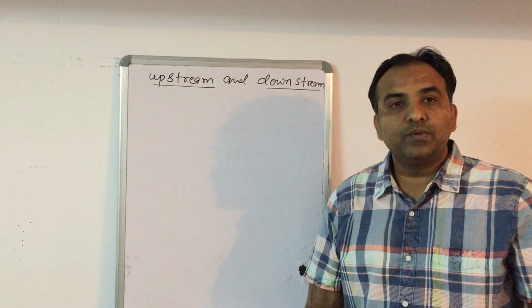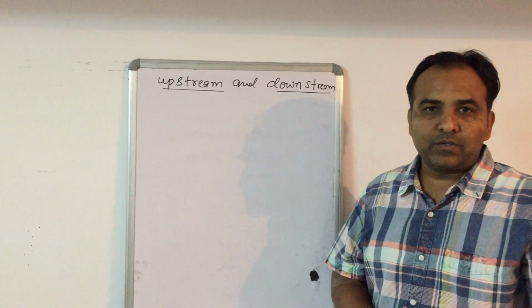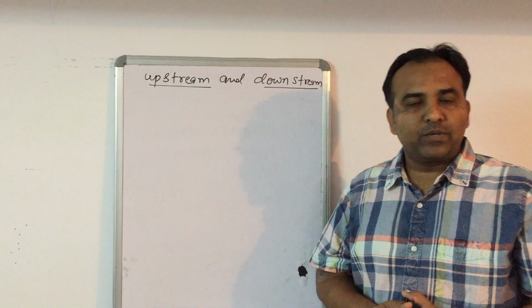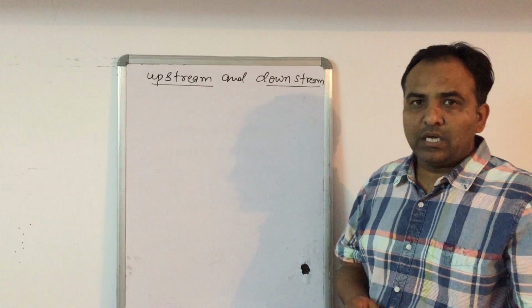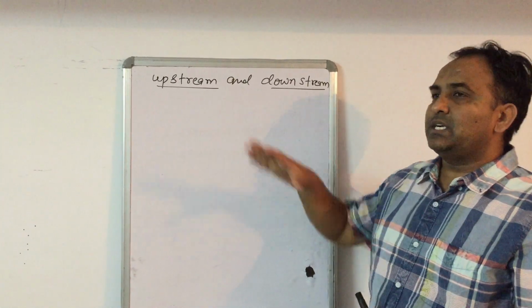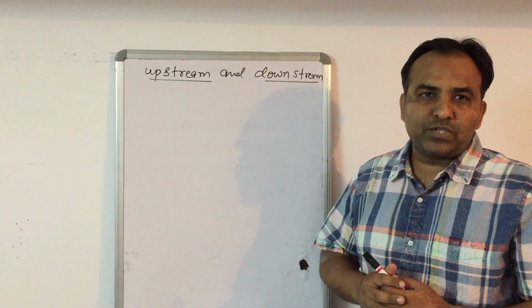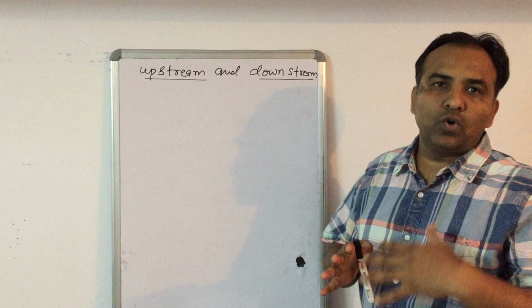Today I am going to discuss a very important topic called upstream and downstream. It comes in the chapter on pair of linear equations, or simple linear equations in one variable or two variables. Before moving forward, we must understand what we mean by upstream and downstream. Upstream means against the flow of current, downstream means with the flow of current.